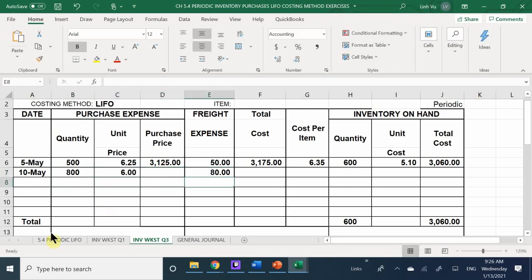So what's my total purchase price going to be here? 4,800. And my total cost, 4,880, and my cost per item, 6.10. Okay.